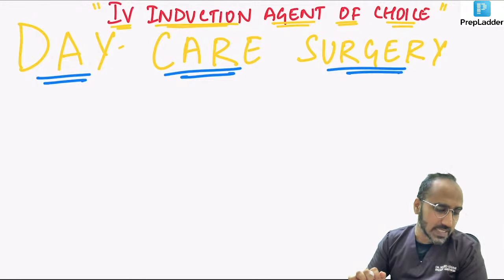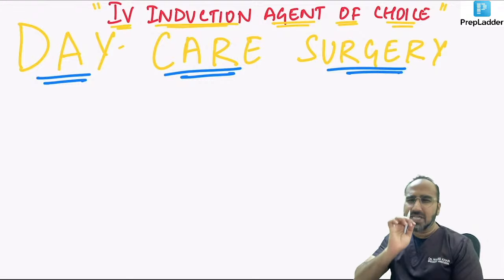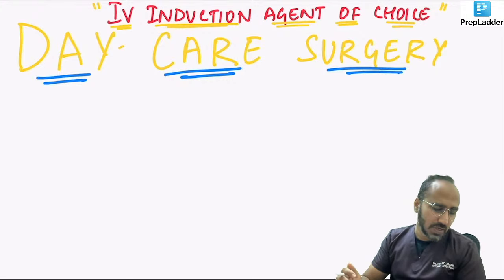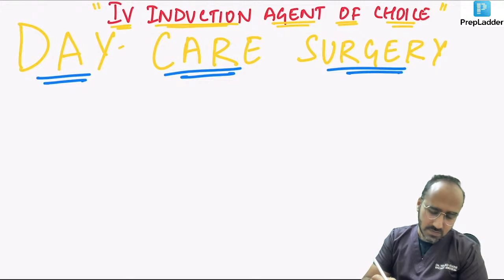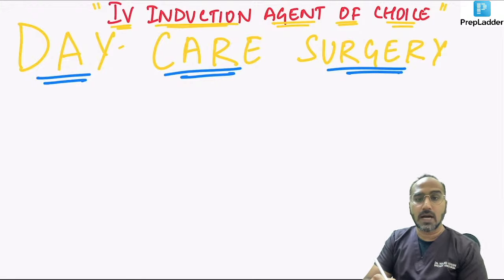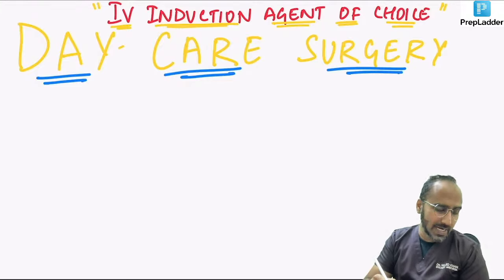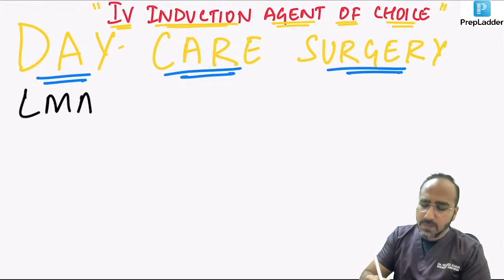First answer this, guys. If you put an ET tube, the patient might complain of sore throat and all. You will put what, guys? Come on. So there is some lag, please. ET tube or LMA? LMA, very good. So you will put an LMA.